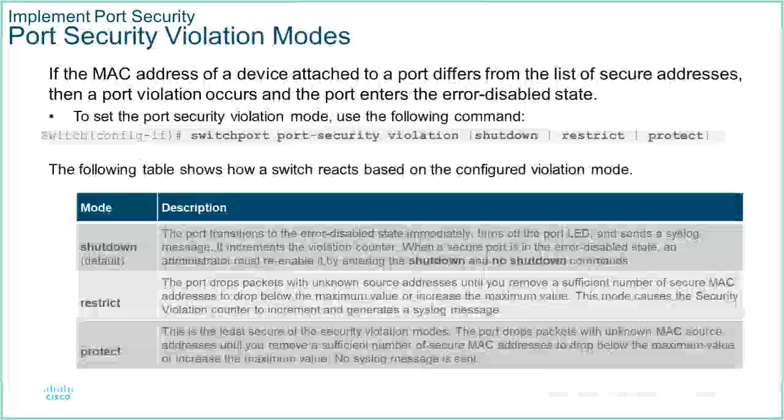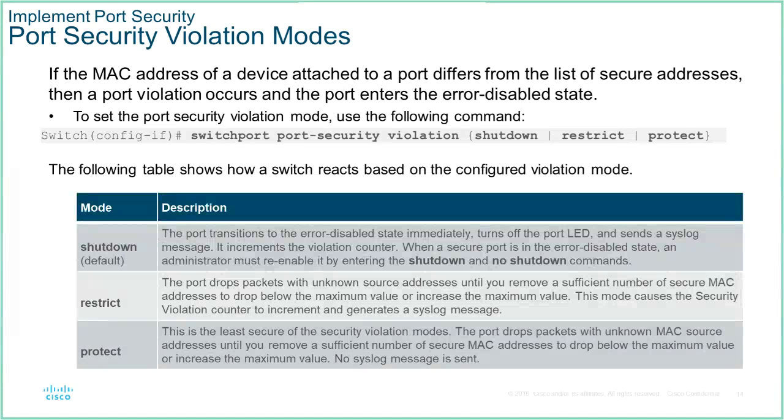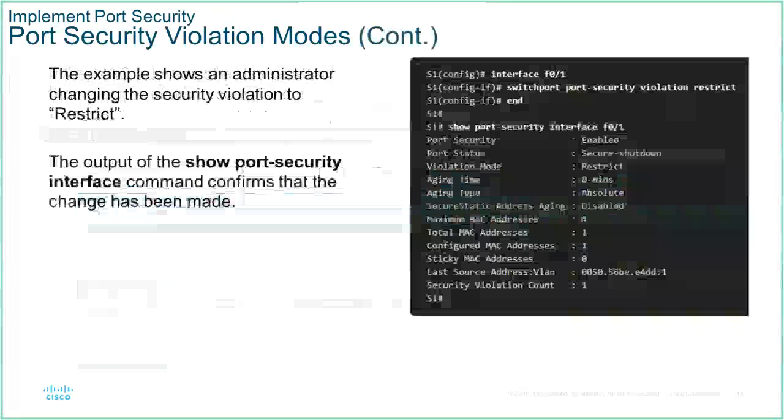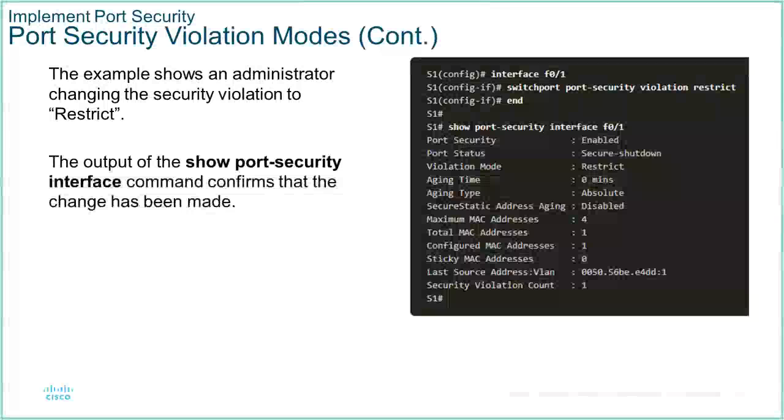So the first mode is the most proactive. It shuts down the port when something's not right. The restrict goes, something's not right. I'm not going to allow you to send information out, and I'm going to alert the monitoring devices that there's something wrong. Third mode just says, no, you're not authorized. I'm going to drop your packets, but I'm not going to tell anybody you're there. So basically the order of preference would be as they were listed: shut down, restrict, and then protect.